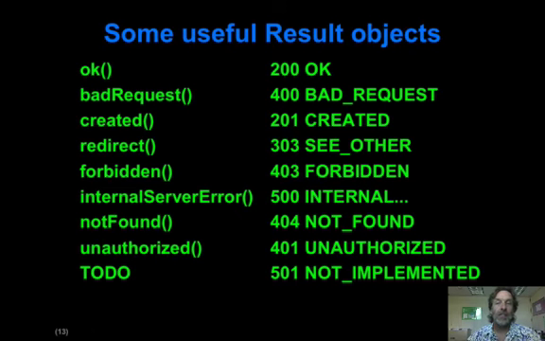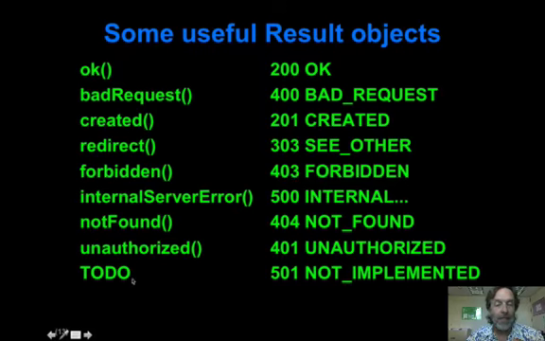So there's a lot of different good result objects you can pass back. Here's some of the most important ones. OK when things are OK, and then a bad request if for some reason the user didn't supply the correct parameters, or whatever constraints of the request were violated. You can have a created response. Redirect, forbidden if they haven't, for example, logged in, but they still constructed a URL which would require authentication.